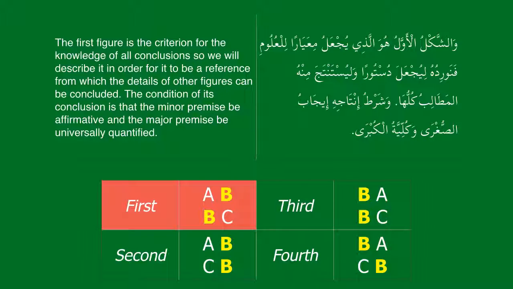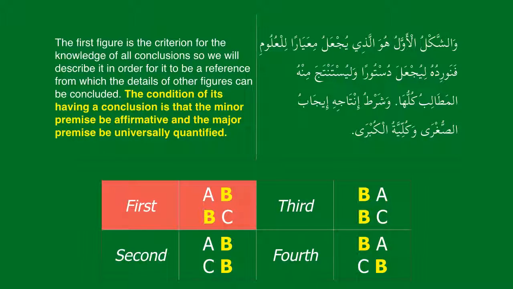When does the first figure conclude? He gives us a rule of thumb. He says the condition of its having a conclusion is that the minor premise be affirmative and the major premise be universally quantified. Keep these two things in mind. Minor premise must be affirmative and major premise must be universally quantified.